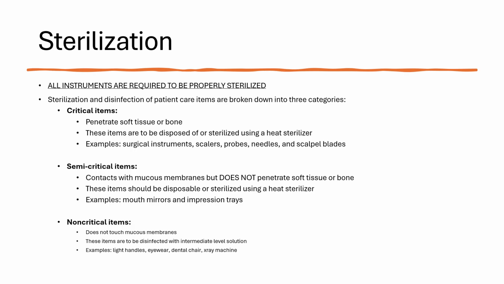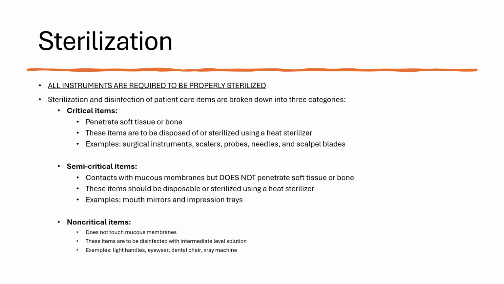So let's talk about what types of instruments are going to be sterilized or disposed. All instruments, no matter what, have to be properly sterilized or thrown away. There are three critical categories: the critical items, the semi-critical items, and the non-critical items. The critical items are instruments that will actually penetrate soft tissue or bone. These instruments are mandated to be sterilized under heat sterilization.